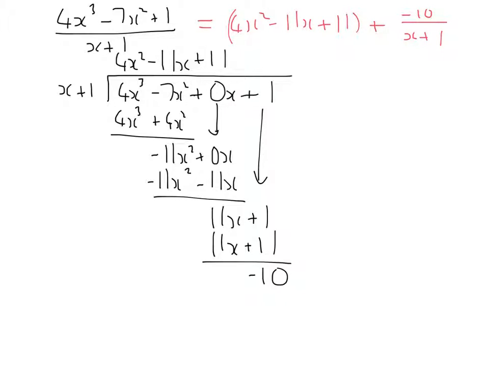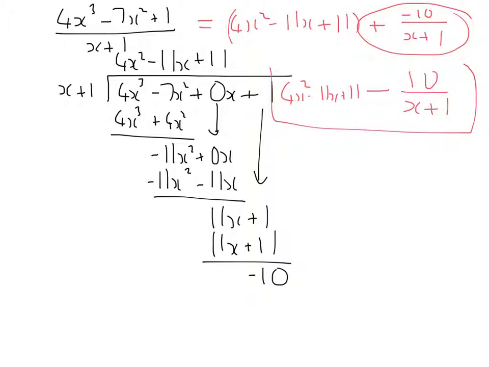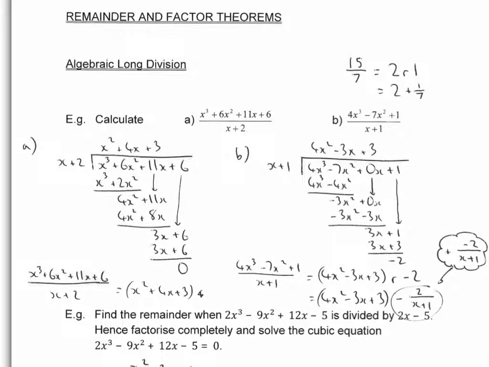So a remainder is minus 10, but I write that algebraically as minus 10 divided by what I was originally dividing by. This just looks a little bit clumsy, so you wouldn't usually add on a negative, you'd usually just say that's a takeaway. So I would probably replace that with minus 10 over x plus 1. So my full answer would be 4x squared minus 11x plus 11, take away 10 over x plus 1. That would be the full answer to that question there.